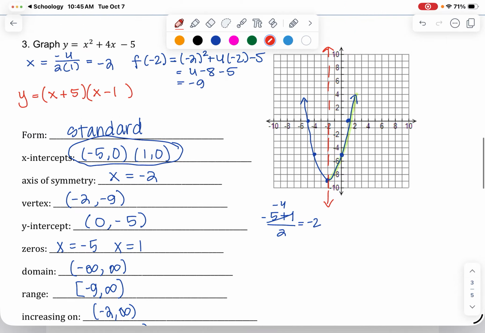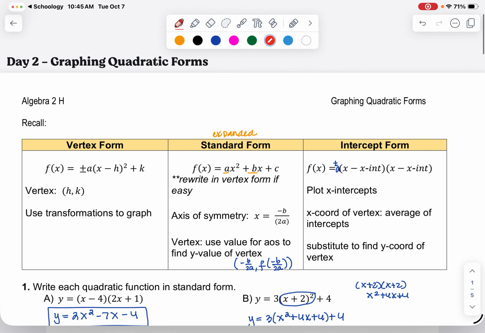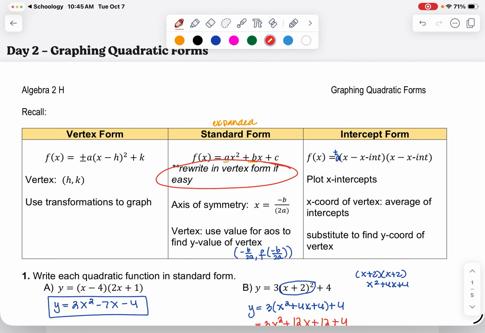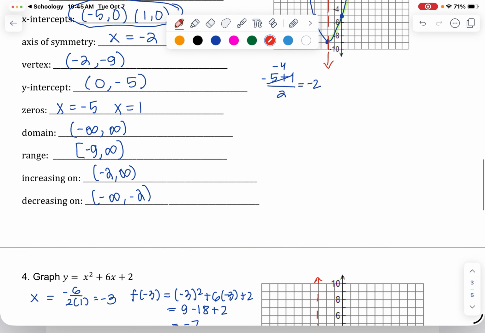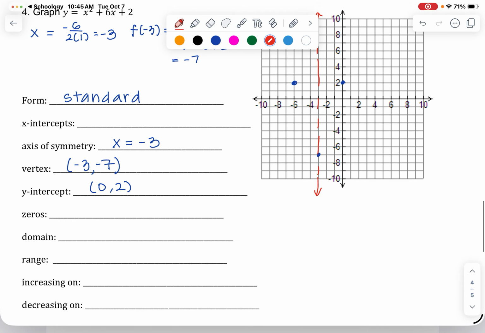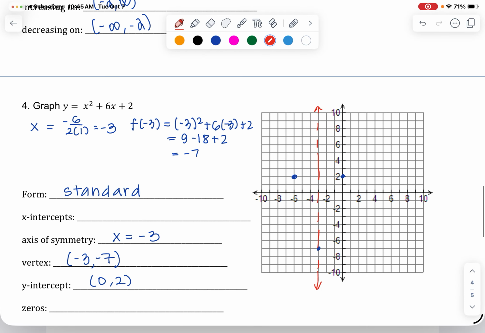And if you notice, it says right here at the top, rewrite in vertex form if easy. So let's go ahead and rewrite this in vertex form, and then we could have avoided the opposite of b over 2 times a also. Keep that in mind. We can use this to do it, right? We could say y equals x plus 3 quantity squared minus 7. There, it's in vertex form, right?